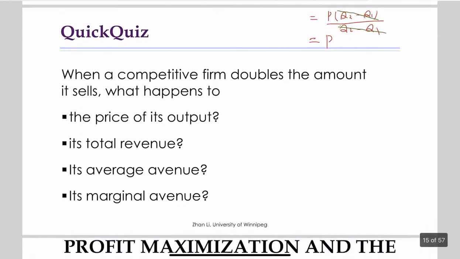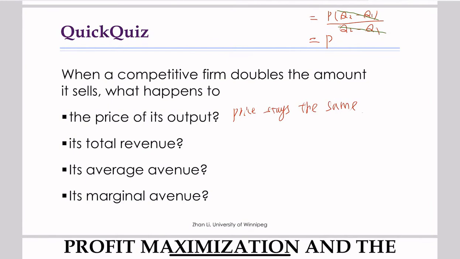Okay, now let's see this very simple question. When a competitive firm doubles its output, what happens to the price of its output? Remember that this is a competitive market, and a firm in a competitive market is always a price taker, which means the firm will take the price as a given. So even if the firm doubles its quantity, the price should stay the same. So you should say price stays the same.